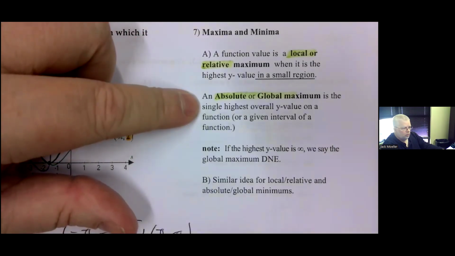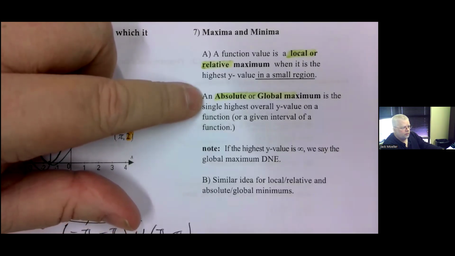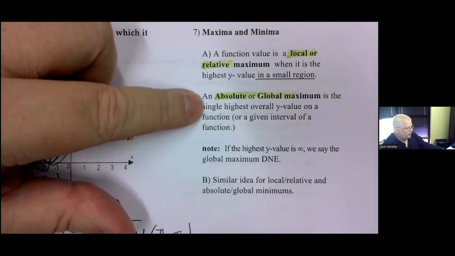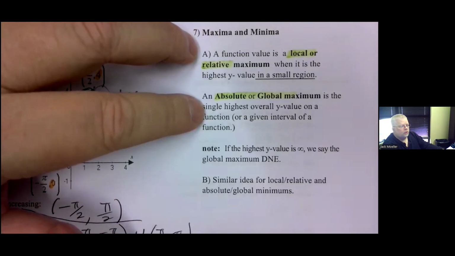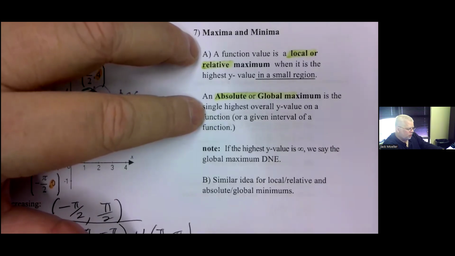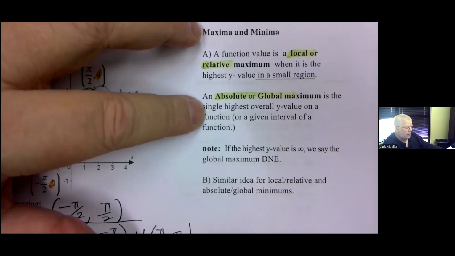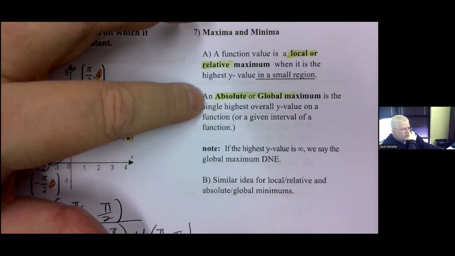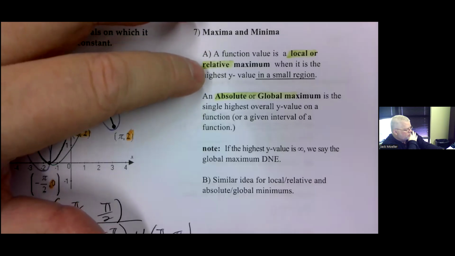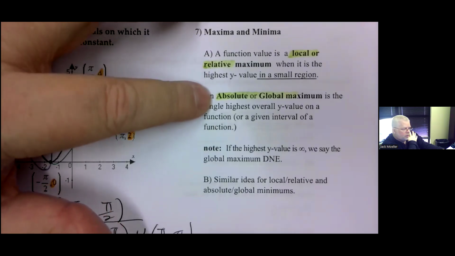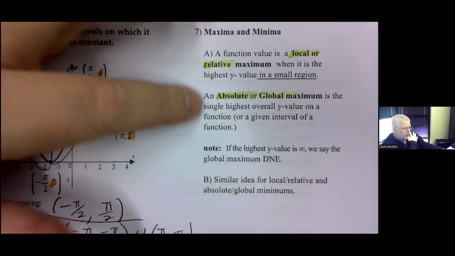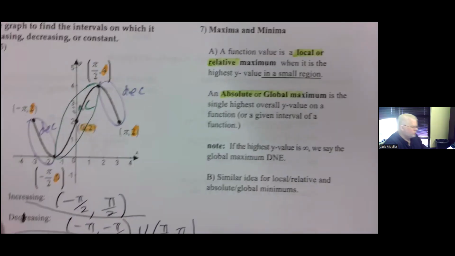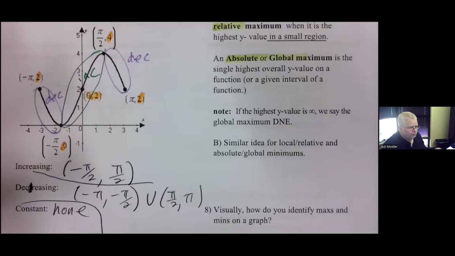Whereas an absolute or global max or min is the overall, the single highest or lowest y value. So there's only one of these at most. Sometimes there's not any, depending on the graph, and I'll explain why. So that's the difference between these. Local or relative maxes or mins are in a small area, and there can be several of them. Absolute or global maxes or mins are the single highest, and sometimes there's one, sometimes there's none. And sometimes the relative max or min can be the absolute global max or min. Sometimes they happen at endpoints. So there's a lot of different possibilities going on, and that's why we're doing all these examples.